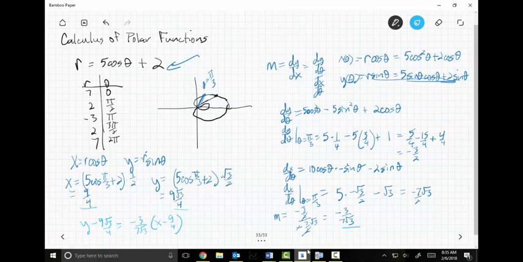All right, so that's how you do slopes of lines, tangents, derivatives, all that good stuff with polar functions. I'm going to meet you guys on the next page, and we'll actually do areas with polar equations, which is really cool. I'll see you in just a second.